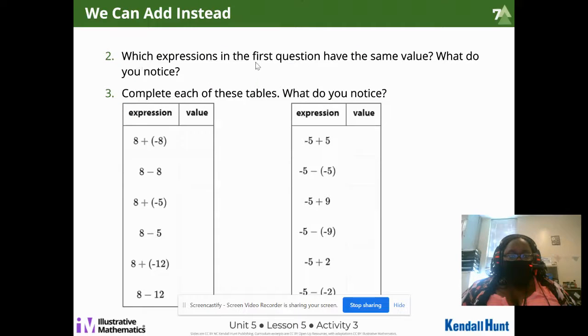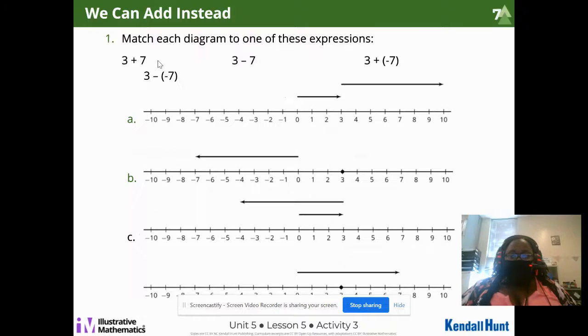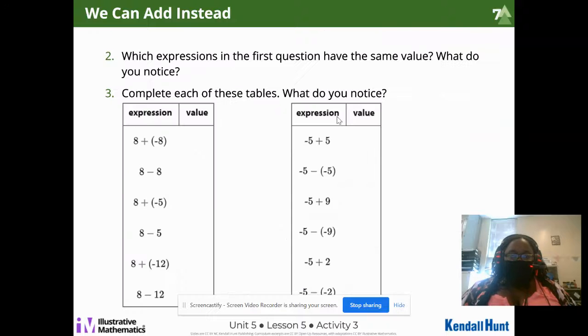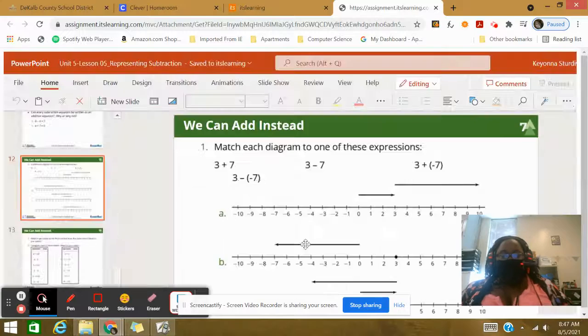Question 2, it says, which expression in the first question has the same value, and what do you notice? So again, looking at these, which ones have the same value? And then it's asking you to complete the chart. So you literally just simplify each of these expressions and give them the value. Okay. Once you complete the chart, you're going to look at both charts and answer the question of what it is that you notice.